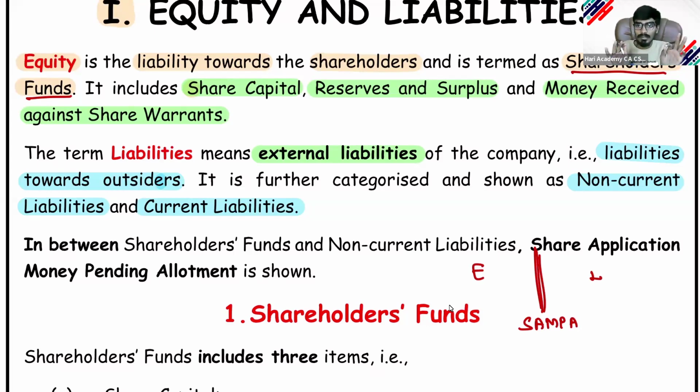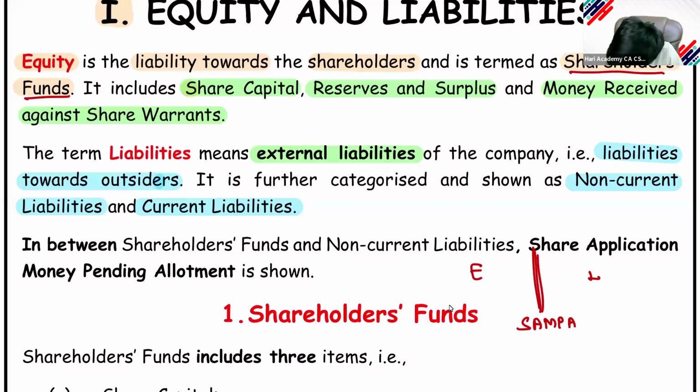Assume there is a door between E and L. That particular door or curtain is known as SAMPA. What is meant by SAMPA? Share application money pending allotment. So it should be in between the shareholders fund and non-current liability.